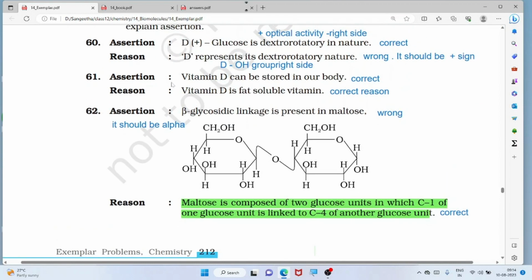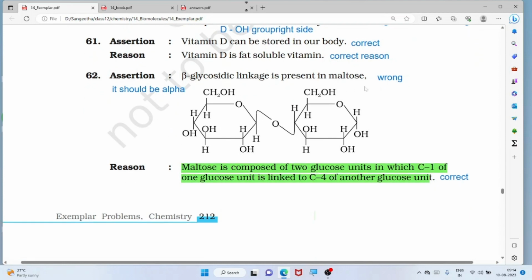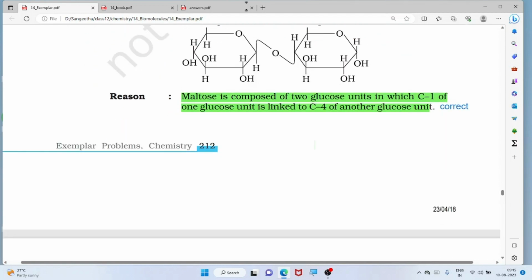Vitamin D can be stored in our body, correct? Vitamin D is fat soluble. This is the correct reason. Beta glycosidic linkage is present in the maltose, so no, it should be the alpha linkage. Maltose is composed of two glucose units, linked through C1 of one glucose and C4 of another glucose. This is correct.